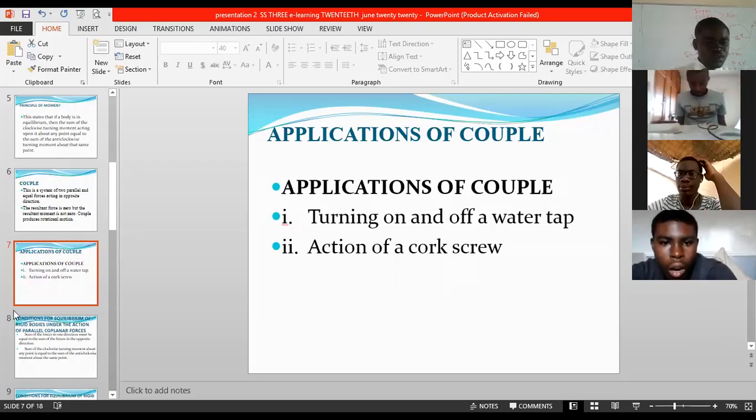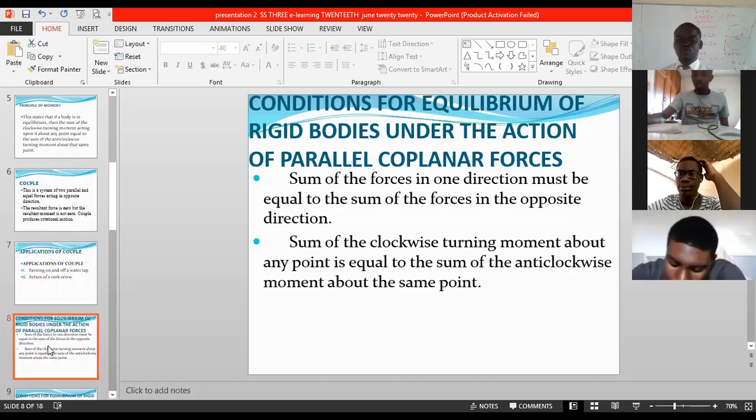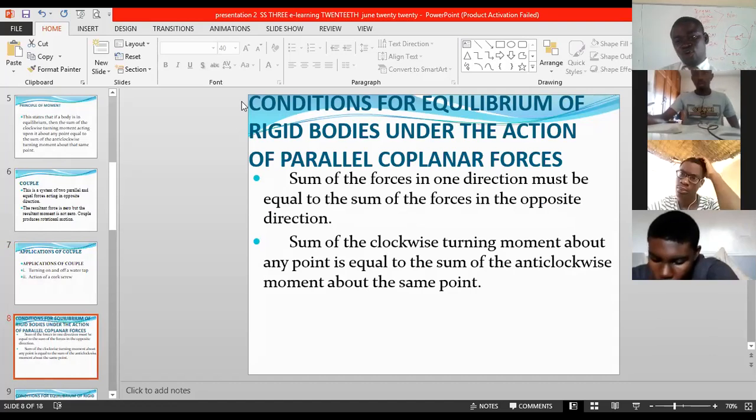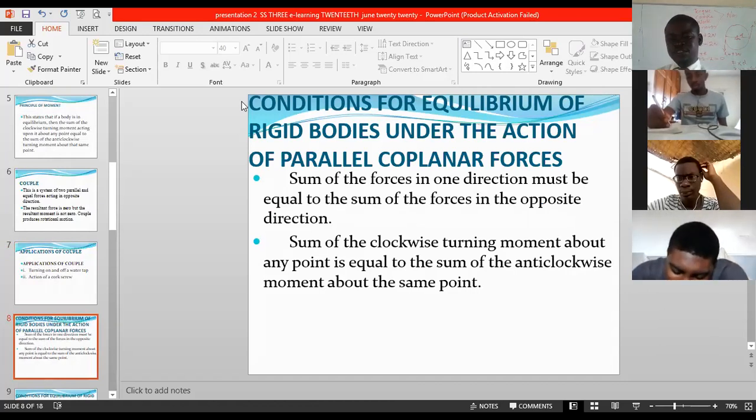Thank you. Next, we're going to be considering the conditions for equilibrium of rigid bodies under the action of parallel coplanar forces. What is a coplanar force? We have two kinds of forces here. We have collinear forces and coplanar forces. What are coplanar forces, please?